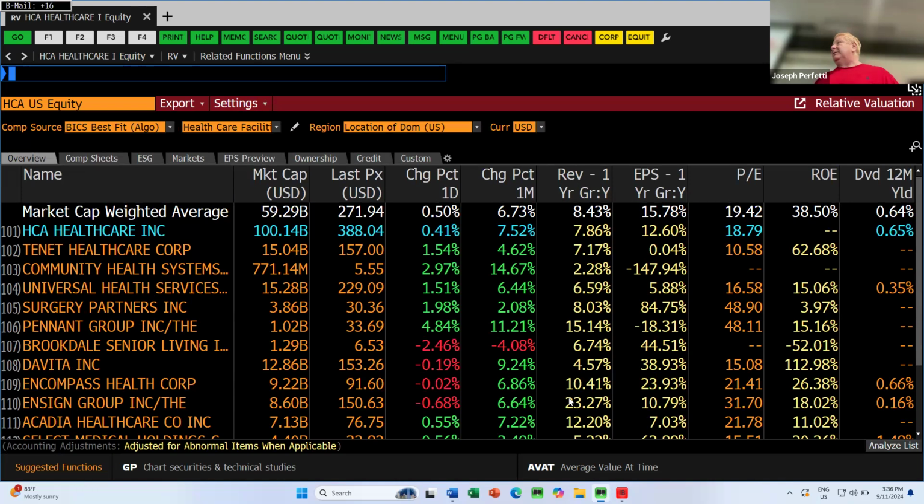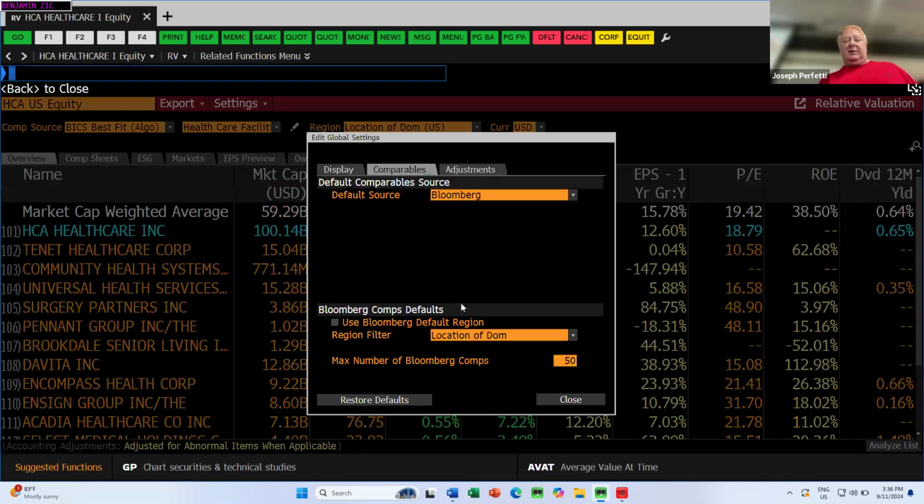Choose healthcare facilities. Many of you are not seeing 16 companies. I told you: global settings, comparables, this number of comps defaults to 10. Bloomberg stops at company number 11. Switch it to 50, hit close, then redo the screen. That should get you 16. If you do all that and you still get 11, fine, turn it in. I'll tell the TAs not to ding you, but you must use the BICS best fit algo, or you get a 0. If you use whole firm, you get a 0. So you must use BICS, you must use healthcare facilities, and you must have market cap weighted average.